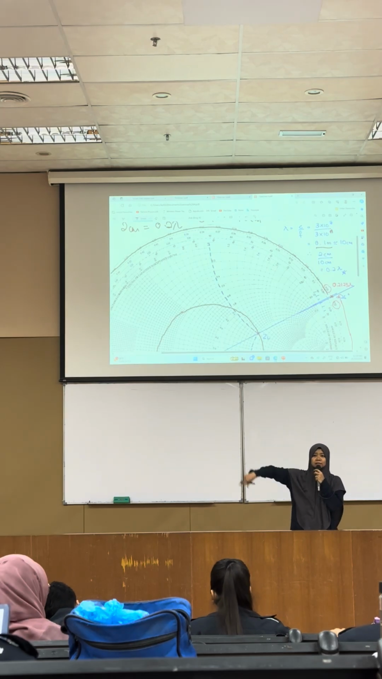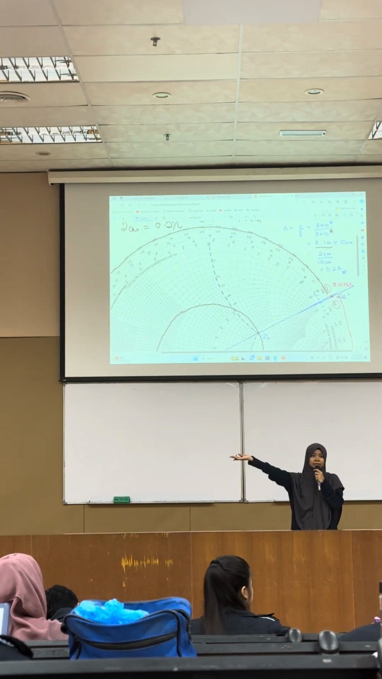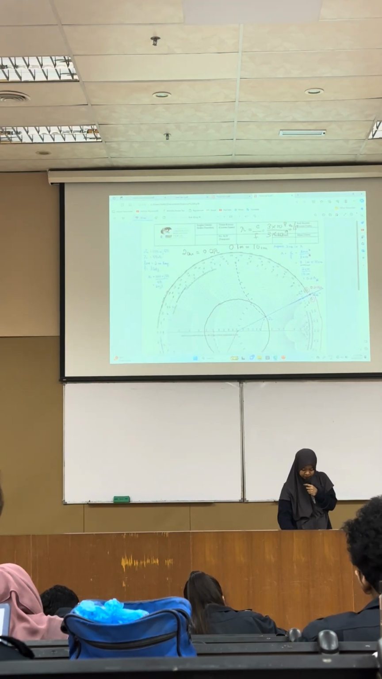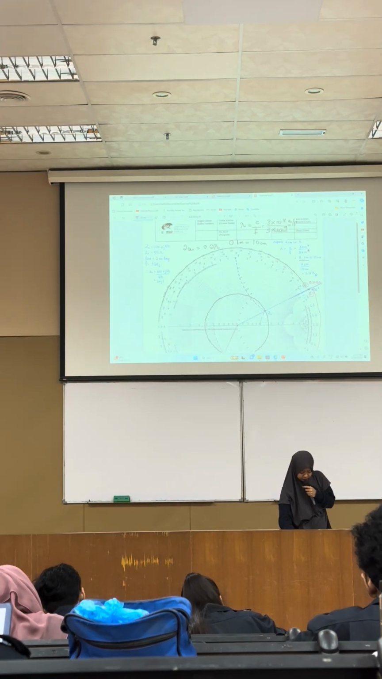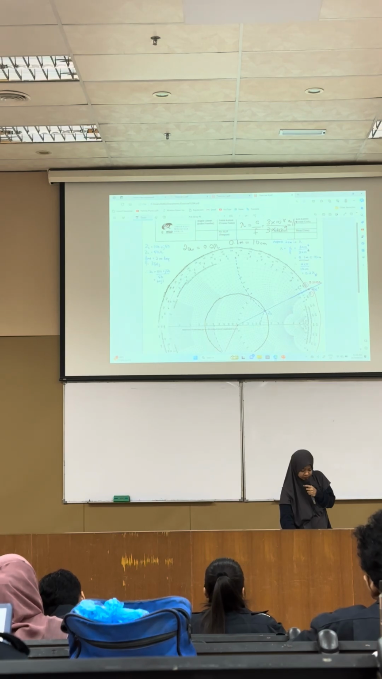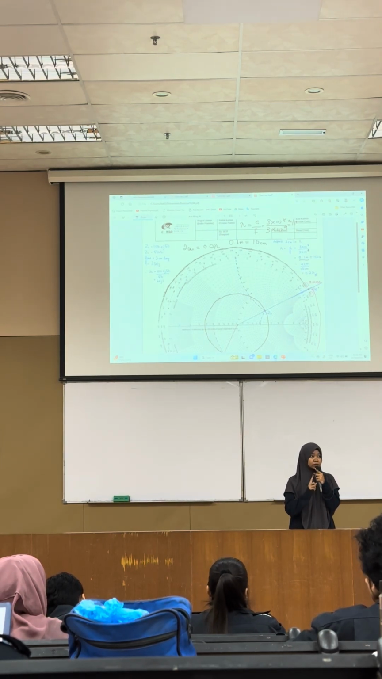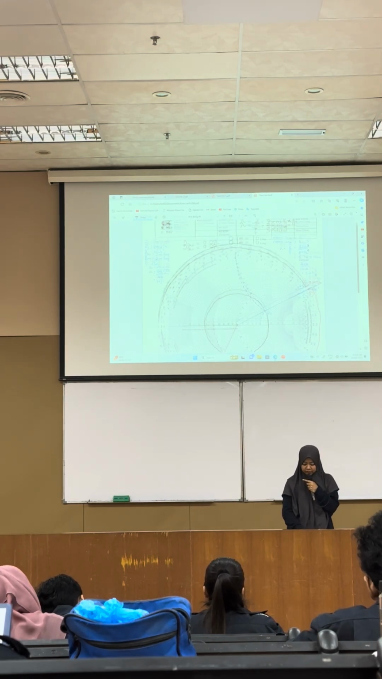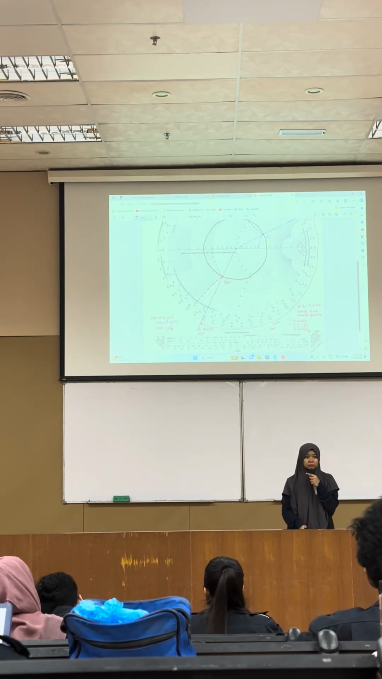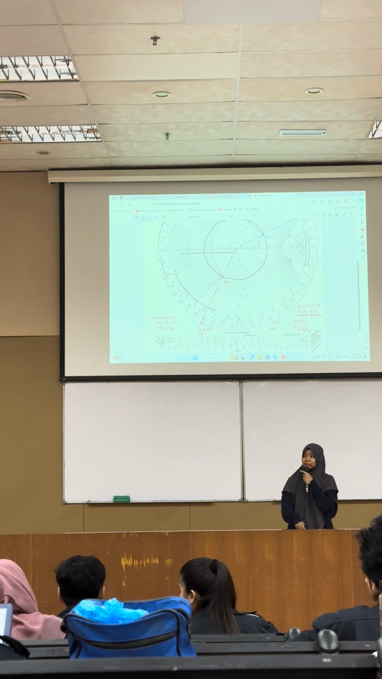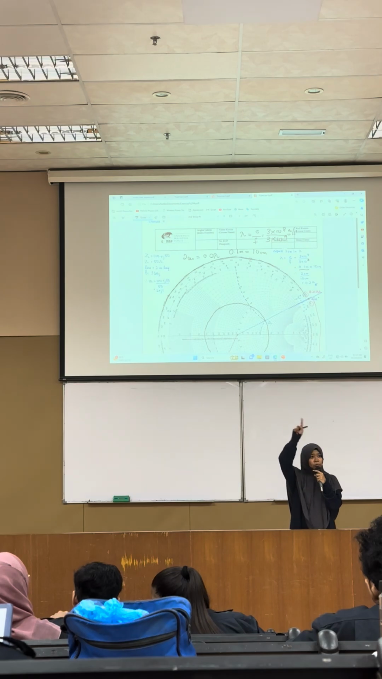The outer circle, wavelengths to its generator. The outer circle, yes, the outer circle. Okay, wavelength to its generator, the outer circle, sebab kita nak plot, we are going to plot downwards. Okay, wavelength to its generator, moving in a clockwise.